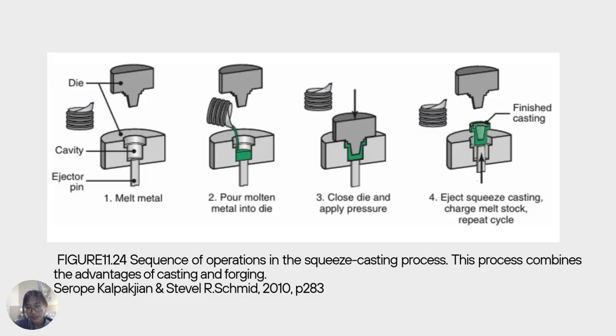Now here, this illustrates the sequence of operations in the squeeze casting process. This process combines the advantages of casting and forging. So the first is the metal, second is to pour molten metal into the die, then we close the die and apply pressure, and then lastly we eject the squeeze casting, charge metal stock, and then we repeat the cycle.